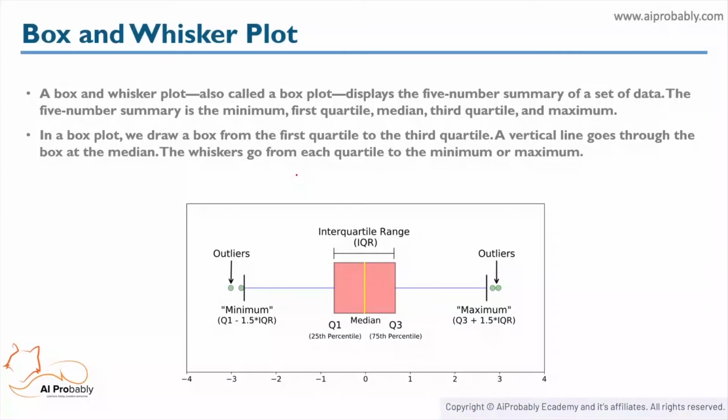The next is the box and whisker plot. A box and whisker plot is also known as a box plot, and it displays the 5-number summary of a set of data. It is the most informative plot, I guess, because it tells you a lot about your data. If you plot a box plot for your data, it will tell you Q1, Q2, which is the median, and Q3 of your data. It is represented by a box, and it then gives you the IQR also.